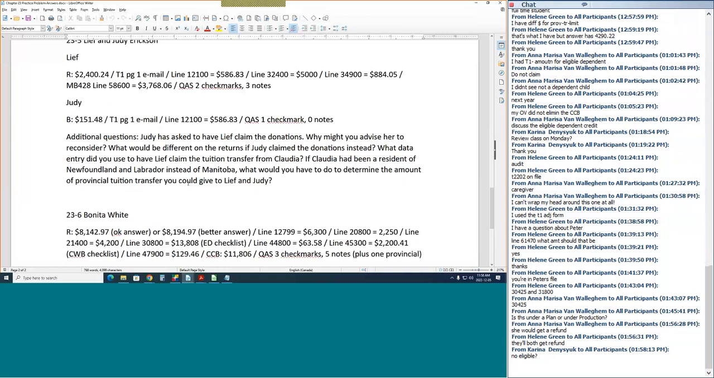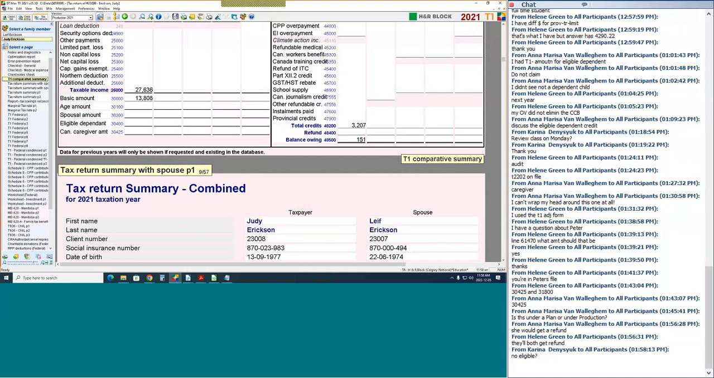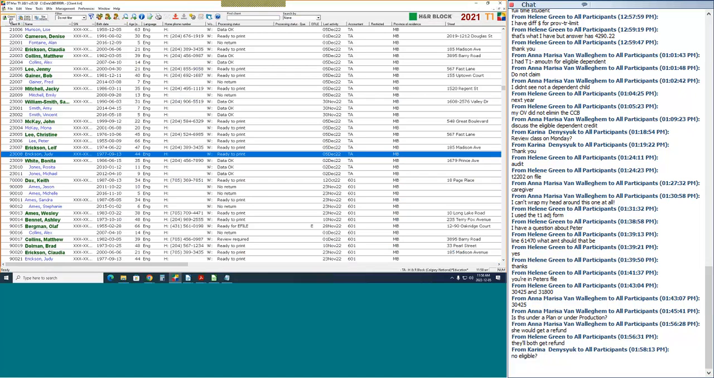The rule for Manitoba is you calculate what she would be able to transfer there and what she is able to transfer here, and you get the smaller amount, whichever one is smaller. So in that case, we would have to do the return for her as if she was in Newfoundland, and then see which is smaller, and that's the amount of transfer that we would get.